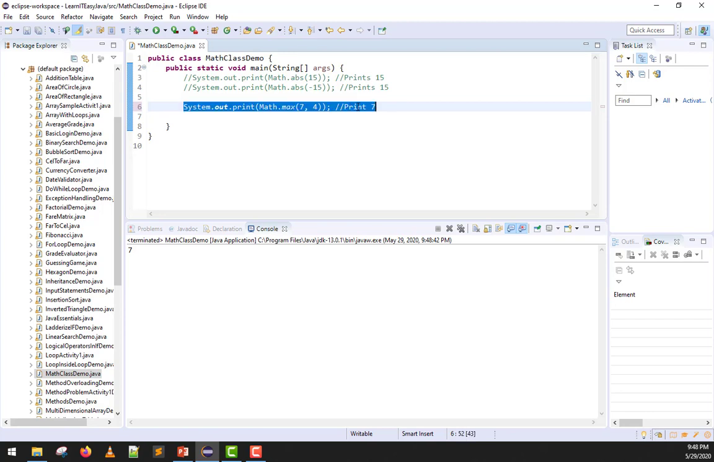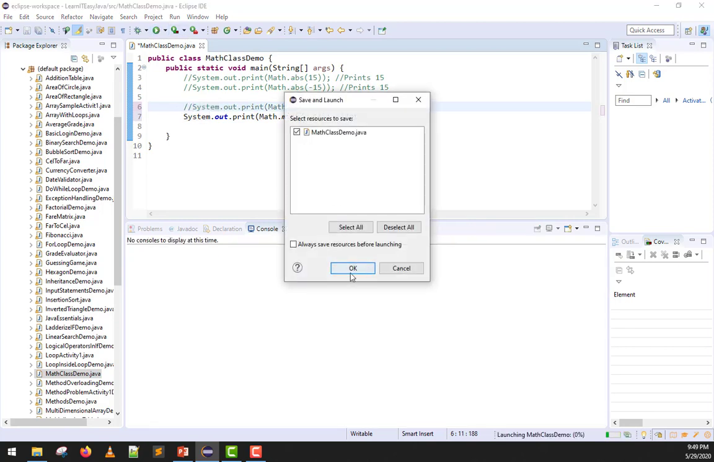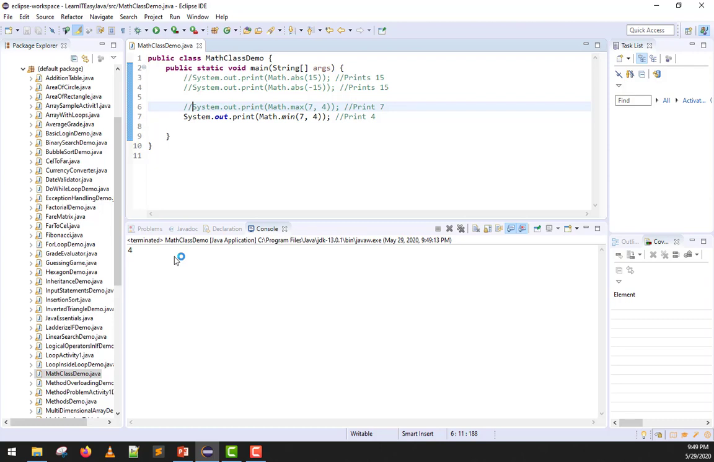Ganun lang kasimple. Kapag naman gumamit tayo ng min function, okay? Sa min function naman, kabaliktaran, this should return 4. Because, yung mas maliit sa kanilang dalawa would be, syempre, obviously, that is 4.